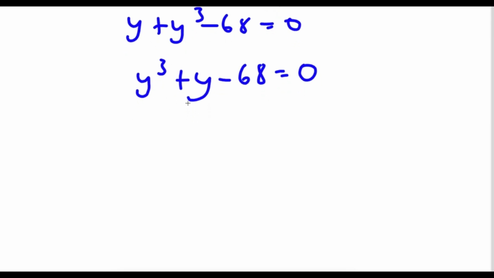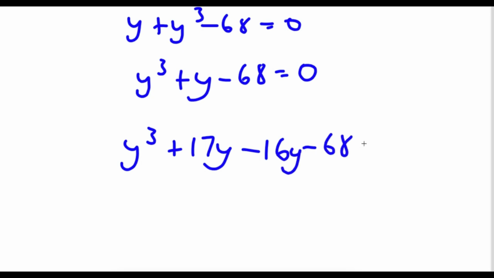Now to solve this, I'm going to first rewrite y as 17 minus 16. Now I have this minus 68 is equal to 0. Now I'm going to factor by grouping. So first, from y to the power of 3 minus 17y, I'm going to factor out y, because that is the greatest common factor. So now I have y times y to the power of 3 divided by y is y squared, plus 17y divided by y is 17.